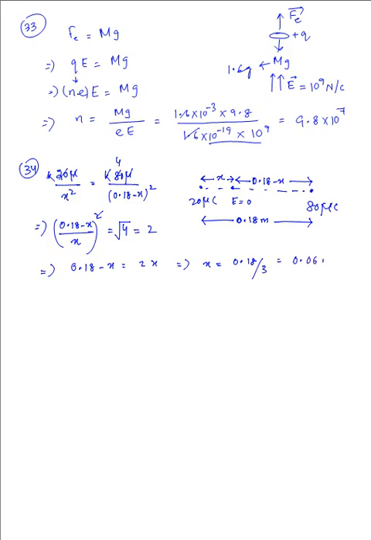So 0.06 meters from the given 20 microcoulomb charge is where the electric field is going to be 0, or we can say 0.12 meters from the given 80 microcoulomb charge where the electric field is going to be 0.